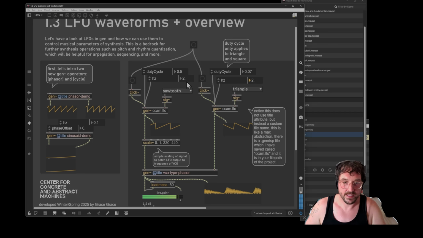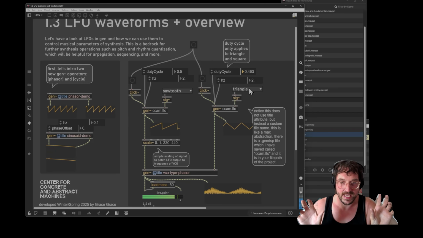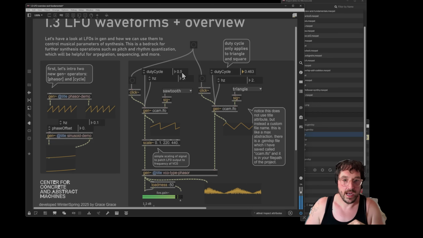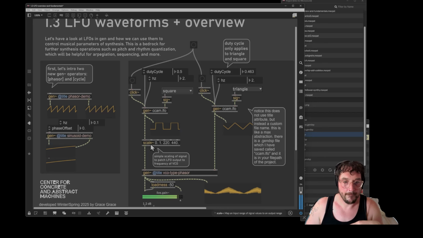So if I make these both 2 hertz and resync them, both of those operations are happening in the same duration of half a second, 2 hertz. We can change the waveform here as well. And now we're hearing a different operation in the pitch domain. That's sort of all I have to show.